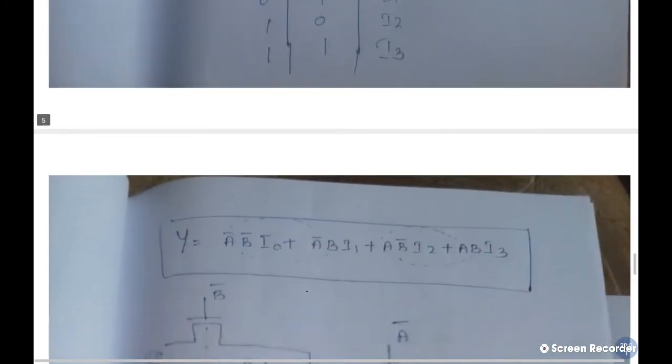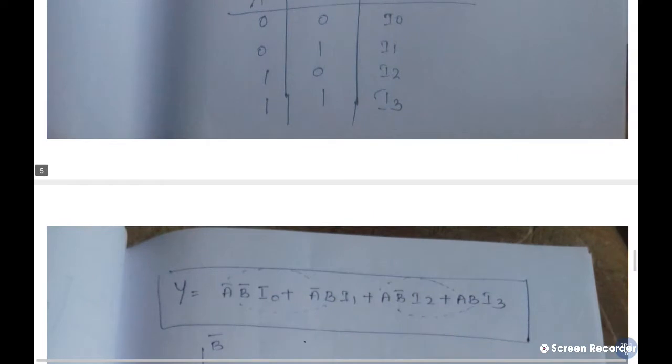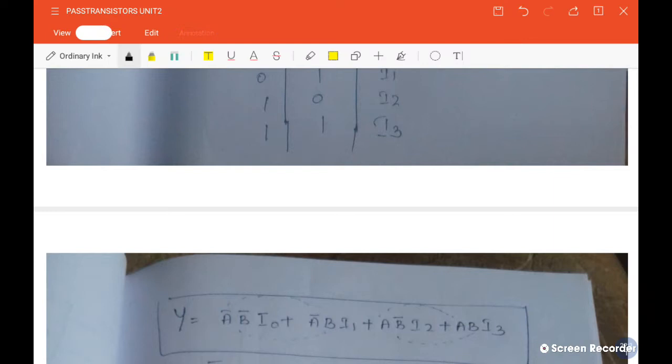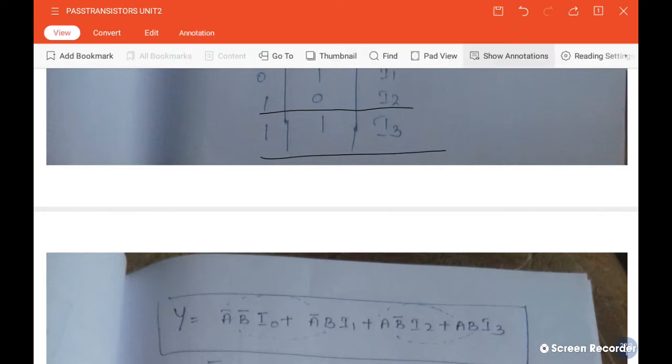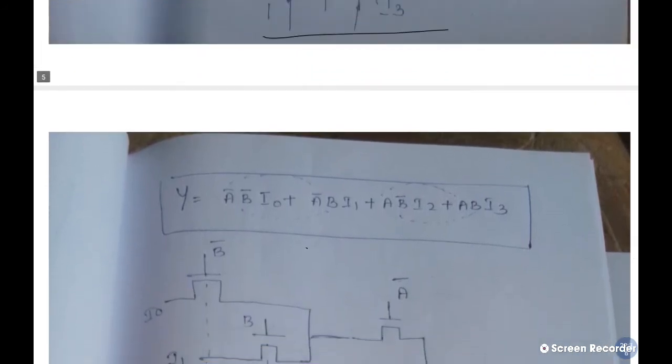Y is equal to, as we wrote the expression for the previous 2:1 mux, here I can write the expression as A bar B bar I0 plus A bar B I1 plus A B bar I2 plus AB I3. Correct? So this is our expression for Y. Now you can implement this expression, write the expression and later implement the circuit.